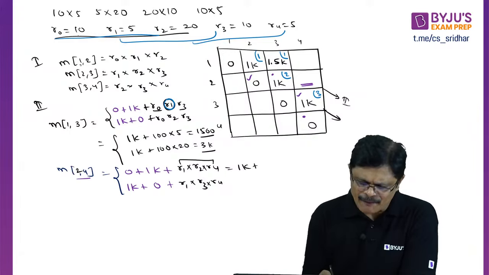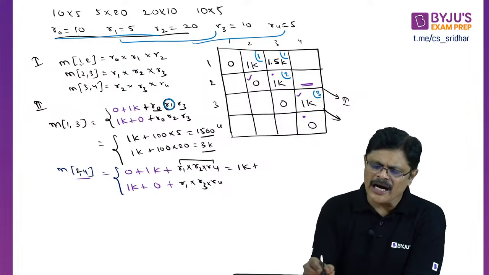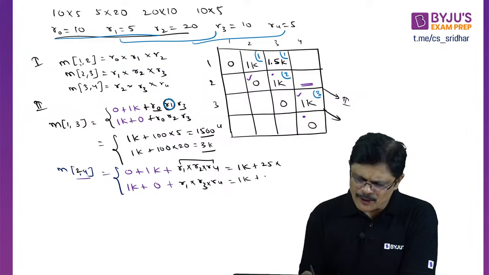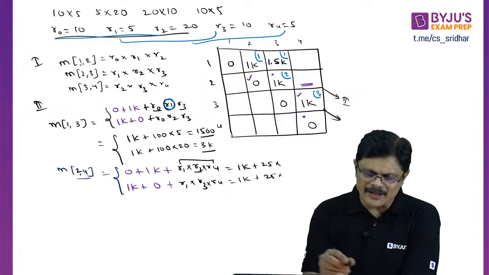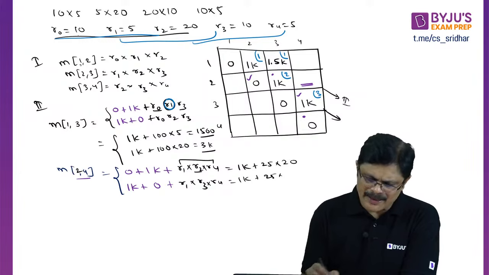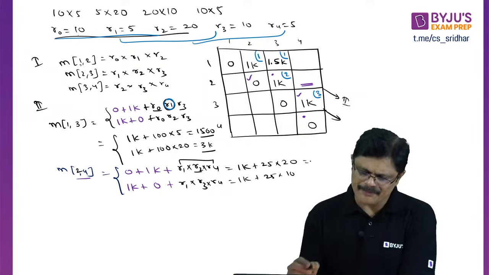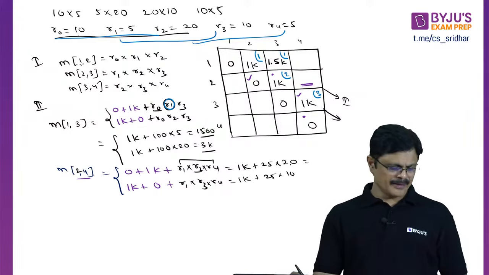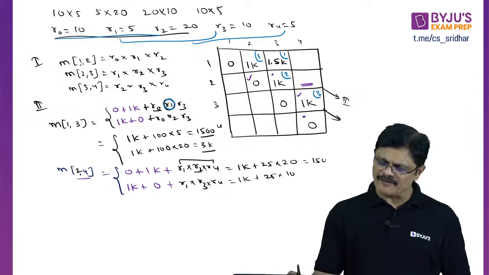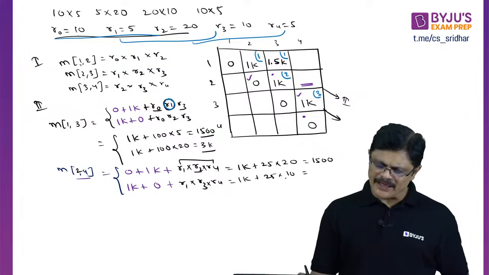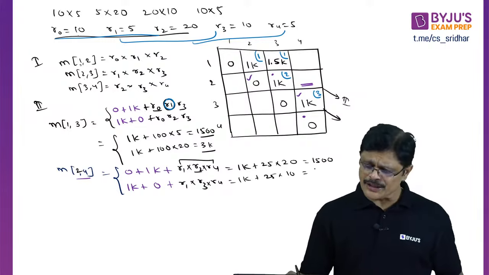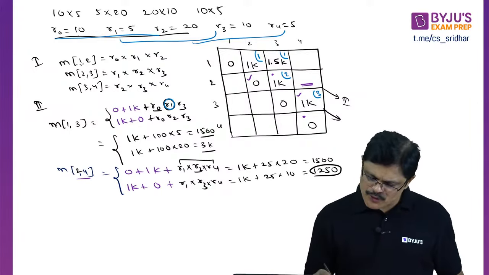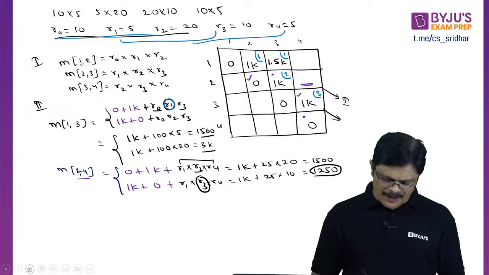In this, R1, R4 are fixed. What is R1? 5. R4 is 5. 5 into 5, 25. And here also 1K, 5 into 5, 25. Here you need to multiply with R2, which is 20. And here we need to multiply with R3, which is 10. So what is this M24 value, my dear friend? 25 into 20, 500. So it is 1500 here. And it is 25 into 10, that is 250. 1000 plus 250, 1250, my dear friends. And out of this, this is smaller. So the value of K for which it is smaller is R3.